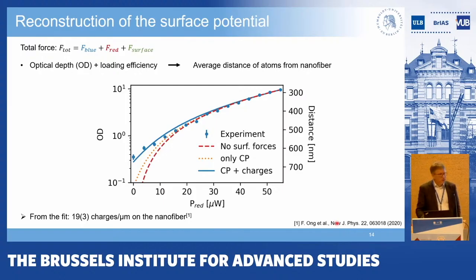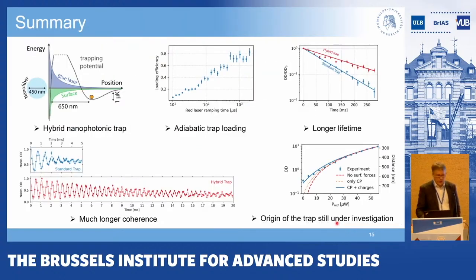So with this, I would like to summarize. I showed you that we now have a new kid on the block regarding trapping and interfacing of cold neutral atoms, which is our hybrid nanophotonic trap. It is loaded adiabatically from a standard trap by gently turning off the red laser. Surprisingly, we have both a longer lifetime and a much longer coherence time here. So this is both good, and we could maybe use this trap for storing quantum information.